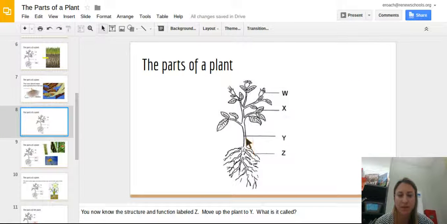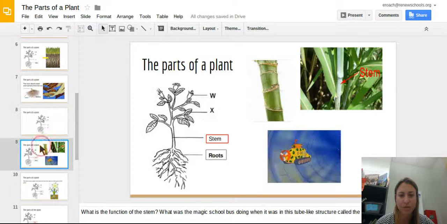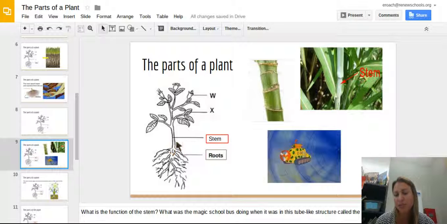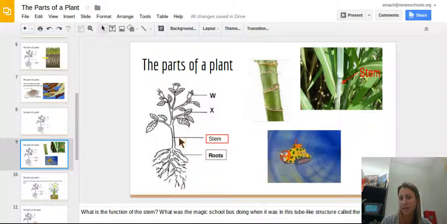Now, let's move up the plant to the structure marked with Y. What is the name of the structure labeled with the letter Y? The name of the structure labeled with Y was the stem. Your job now is to think and to predict. What was the function of the stem? When the Magic School Bus was moving through this tube-like structure, where was it going? What was happening? These diagrams might also help you predict what is the function or the job of the stem. Write it now.